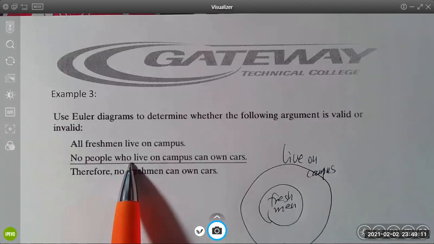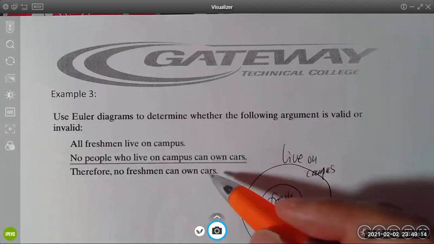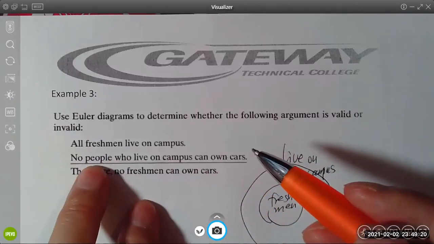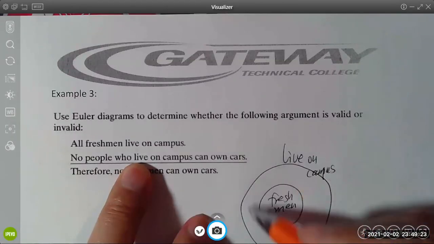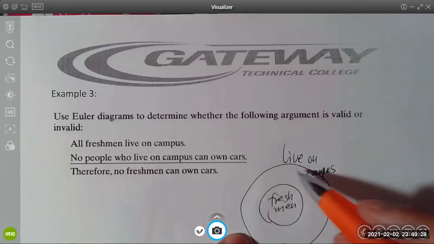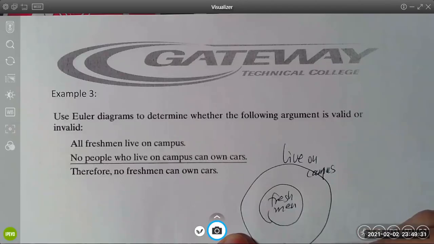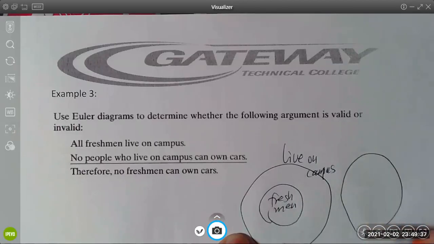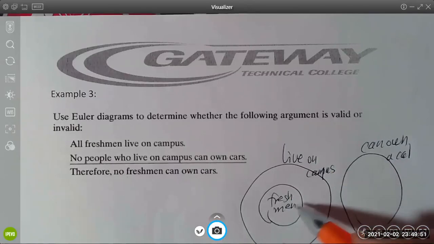Second one, no people who live on campus can own a car. So another circle represents people who own a car, but it says no A are B. What is A? People who live on campus. This one. This represents all of the people who live on campus, but none of these people can own a car. That means this circle cannot overlap with the circle that represents people who can own a car. So this is people who can own a car. Okay, no people who live on campus can own a car. These two are not connecting, are not overlapping. This is the only way to draw that.